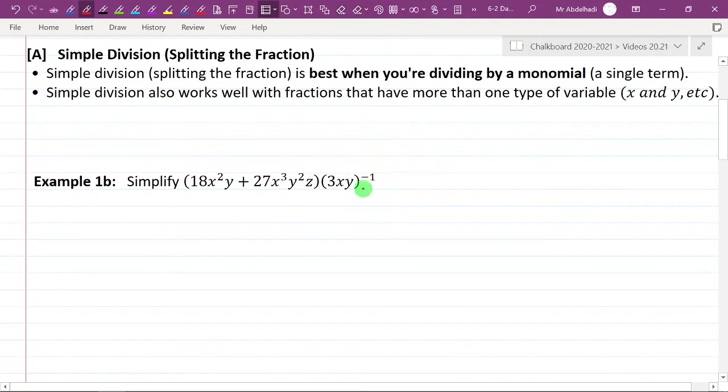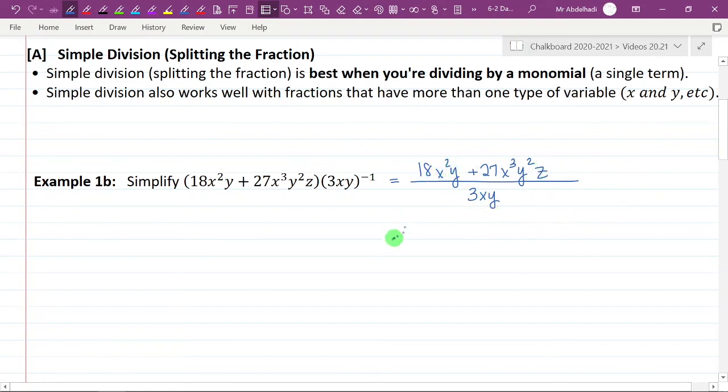So what does this look like? Well, you can rewrite it like this. So there you have the top, and now this gets flipped to the bottom. So really this is 1 over that, right? When you flip it, that means it ends up on the bottom here like this. And there you go. Now that's a division problem. It's something on top divided by something on the bottom.